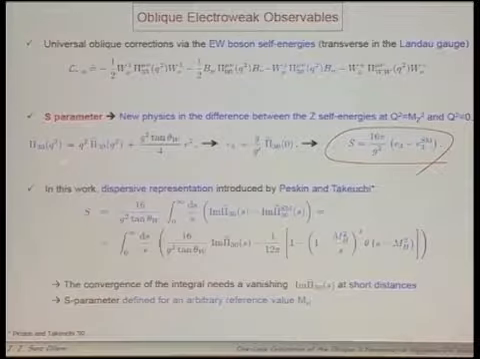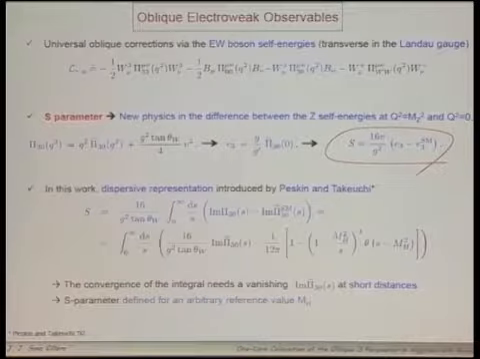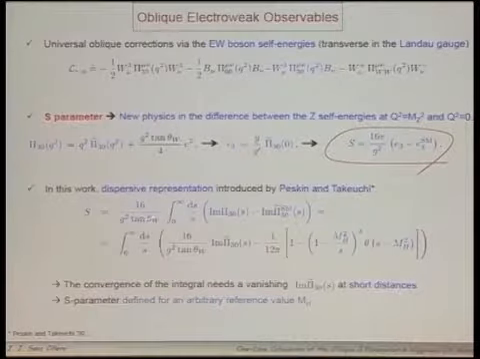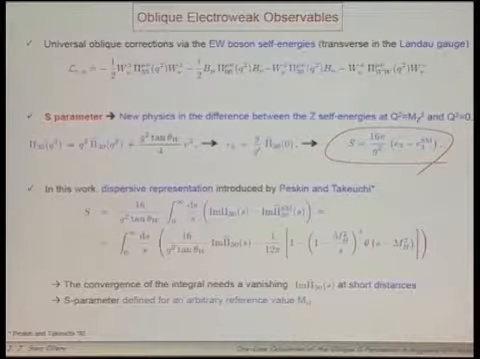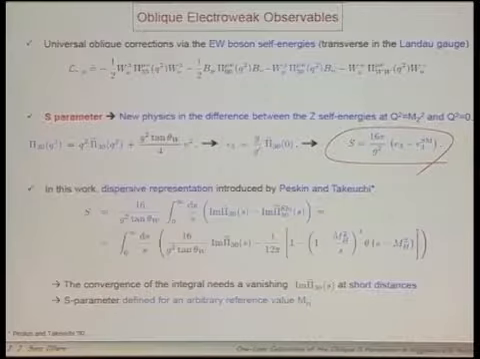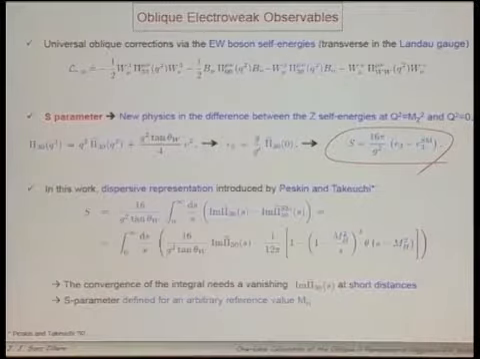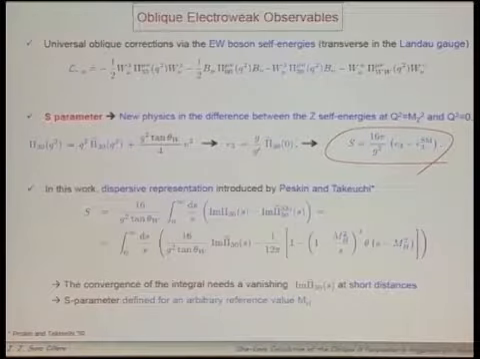Peskin and Takeuchi were able to express this in terms of a dispersive representation, where all you need to know is the spectral function of this correlator. You subtract the standard model, and thanks to that you can extract the S parameter. But looking at this expression, one has to take into account two important things. The first thing is that the spectral function must fulfill vanishing behavior at high energies, at short distances. The other important thing is that, in the same way as the L10 low energy constant in chiral perturbation theory is always defined for some arbitrary renormalization scale mu, S is always defined for an arbitrary reference scale MH.